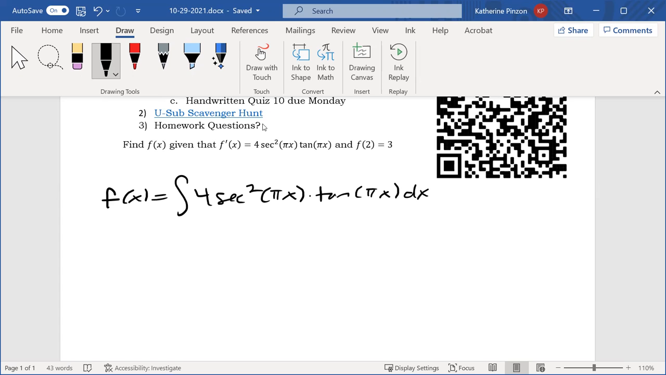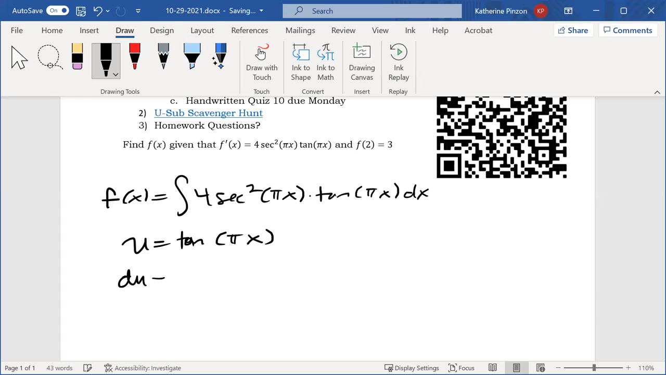So what are you gonna pick for your u? Tangent, because the derivative of tangent is secant squared. So if you pick u to be tangent, then this secant squared stuff is going to be part of your du. So let's pick u to be tangent of pi x.